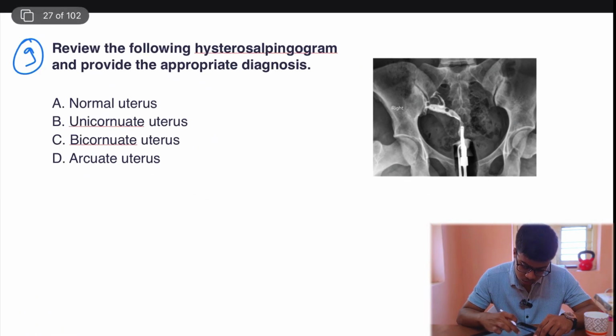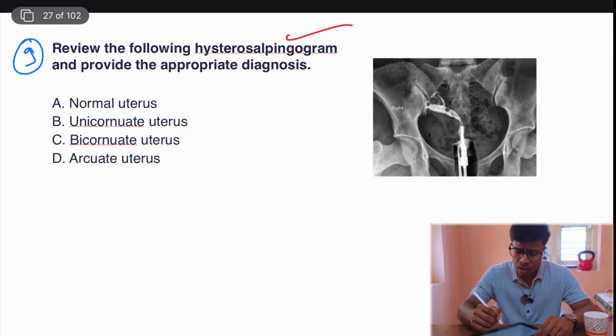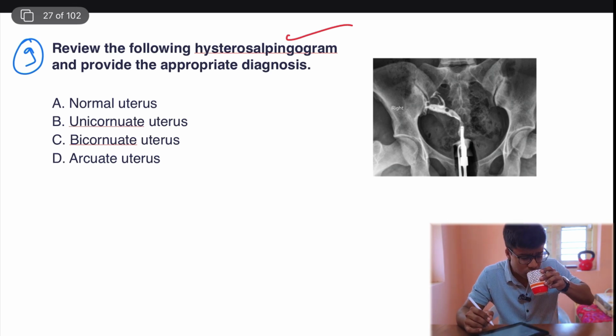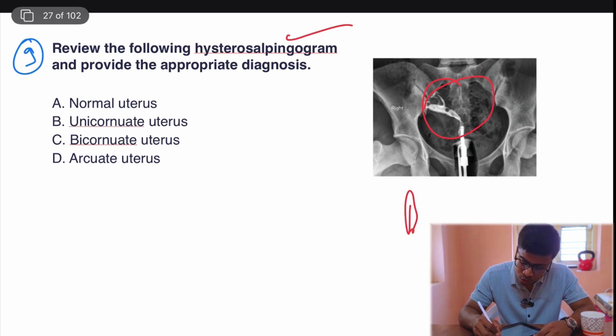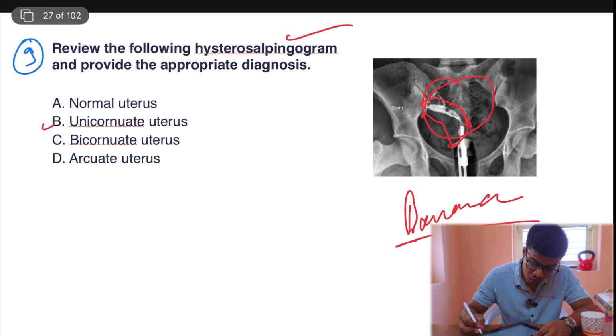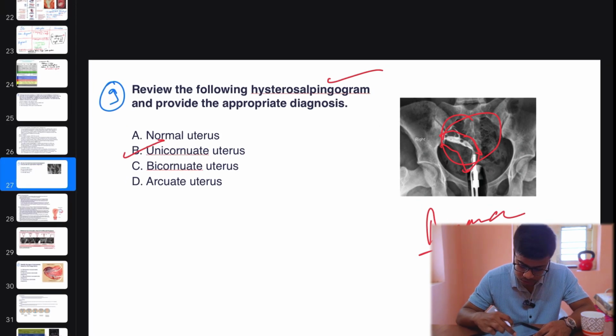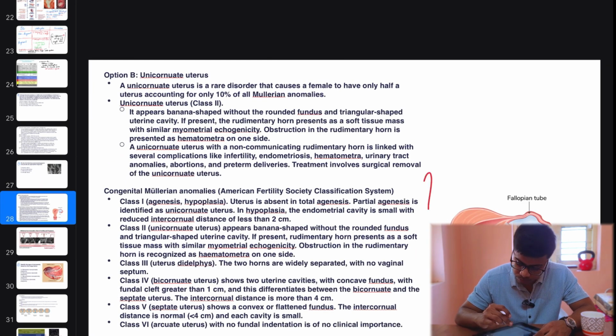So now question number 9: review the following hysterosalpingogram. Very important. This kind of question is asked in NEET PG as well as FMGE. So what is this? Banana. This is not a banana, it's an image, and this image looks like a banana. We say this is unicornuate uterus. This was asked many times.